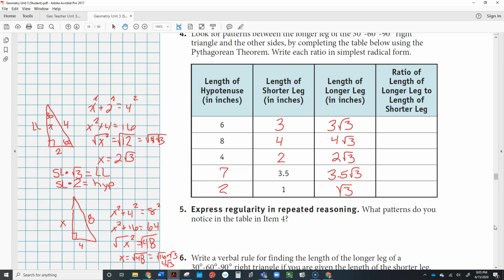So these are your two formulas. Short leg times the square root of 3 is the long leg, or you could say long leg equals short leg times the square root of 3. And the hypotenuse is the short leg times 2. So there's your two formulas. You need to get those memorized. Actually, you don't have to get those memorized because they are on your formula card.